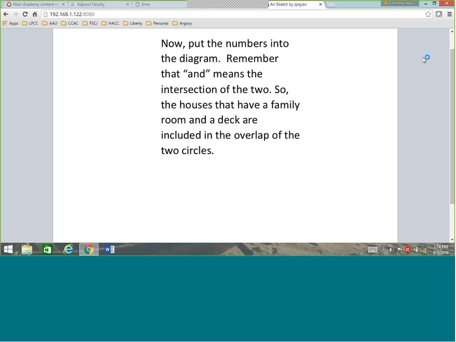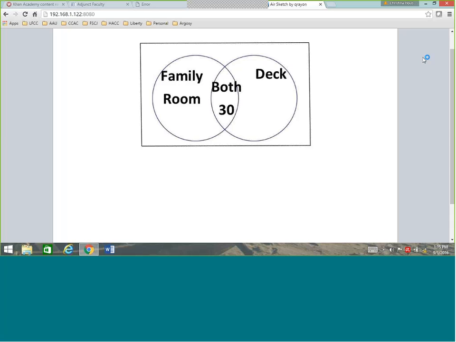Now what we're going to do is put the numbers in the diagram. Remember that the word "and" means the intersection of the two. So the houses that have a family room and a deck would be included in the overlap of the two circles. So that's where we're going to start. We know there's 30 houses that had both a family room and a deck. That was given in the information. So I'm putting that in my picture.